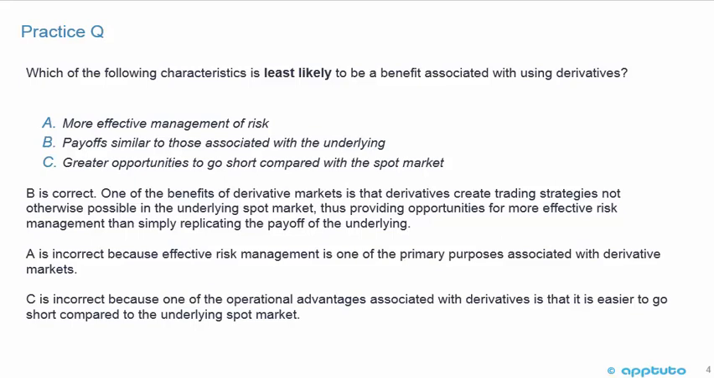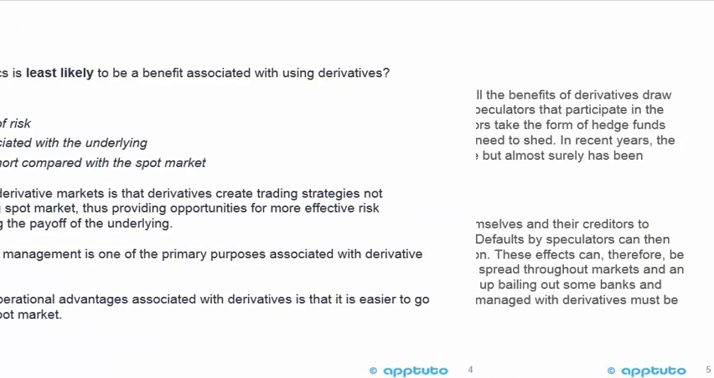One of the benefits of derivatives markets is that derivatives create trading strategies not otherwise possible in the underlying spot market, thus providing opportunities for more effective risk management than simply replicating the payoff of the underlying. A is incorrect because effective risk management is one of the primary purposes. We saw that in the previous slide. And C is also incorrect because one of the operational advantages associated with derivatives is that it's easier to go short compared to the underlying market, okay?